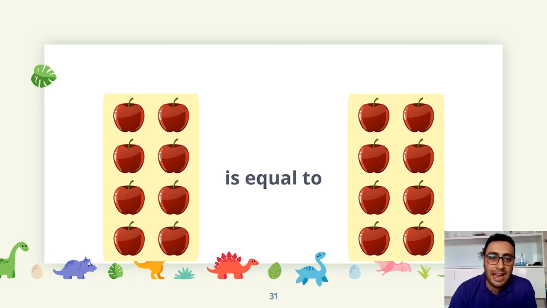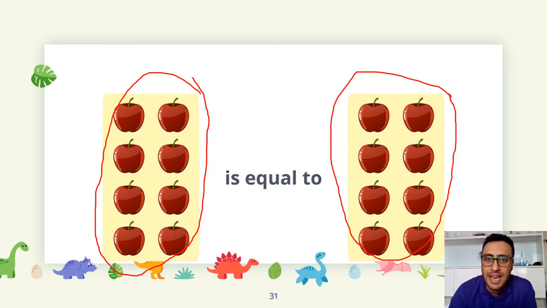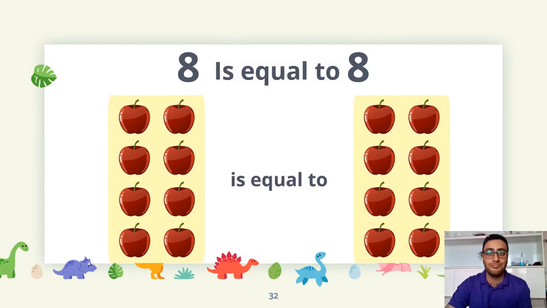We have 8 apples here, and we have 8 apples here. They're the same, right? So we say 8 is equal to 8. Equal to means it's the same. In Thai you say mangan. It means they're the same, okay? So 8 is equal to 8.